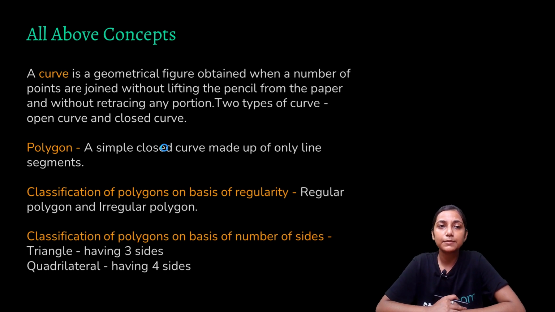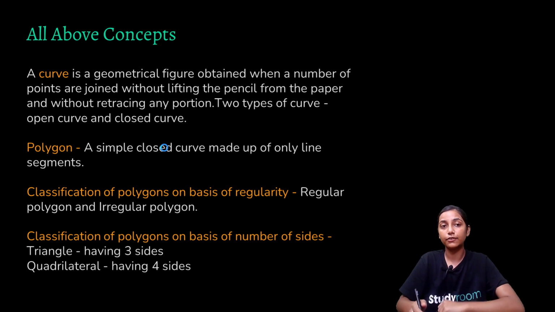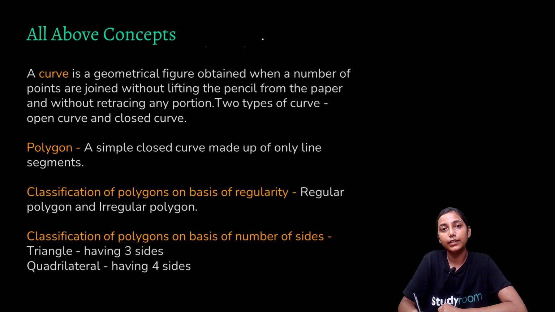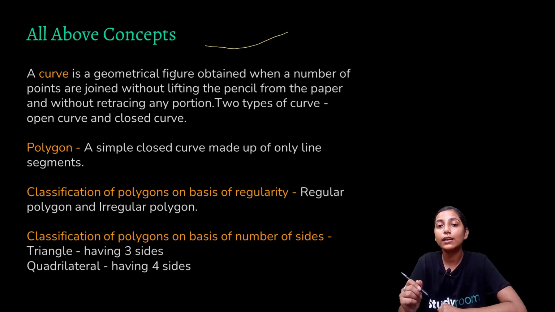So all the concepts in this chapter started from a curve. We studied first of all that a curve is a geometrical figure obtained when a number of points are joined without lifting the pencil from the paper and without retracing any portion. There are two types of curves that we studied, an open curve and a closed curve.